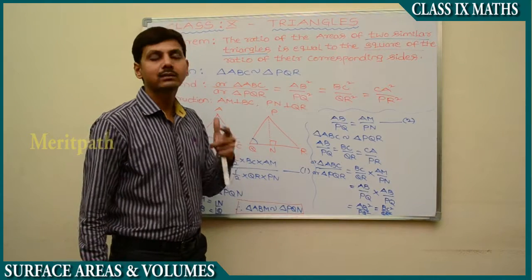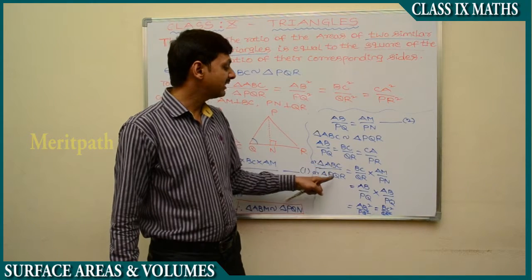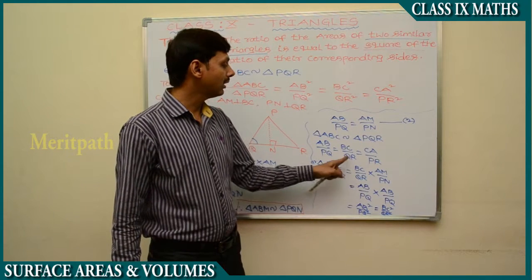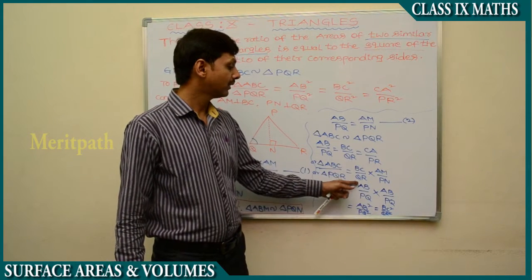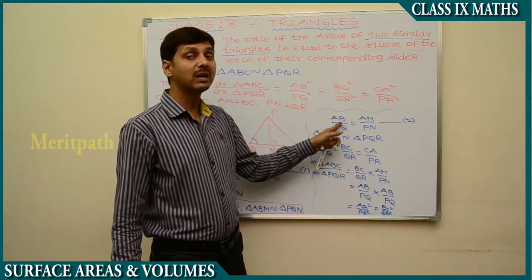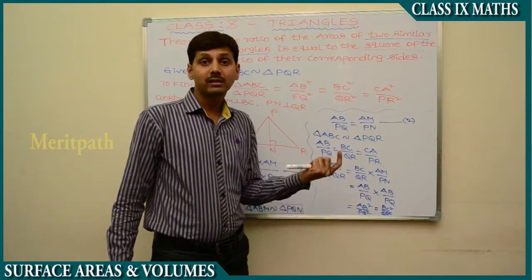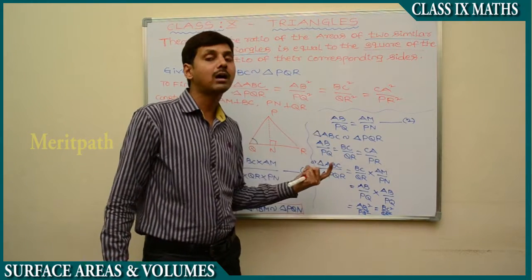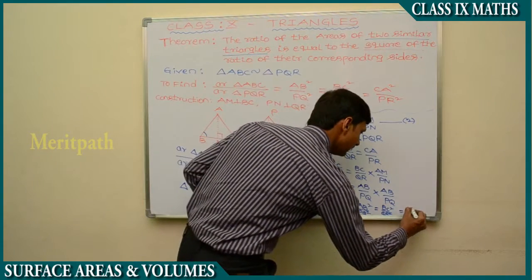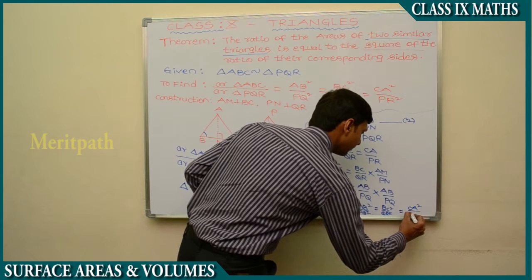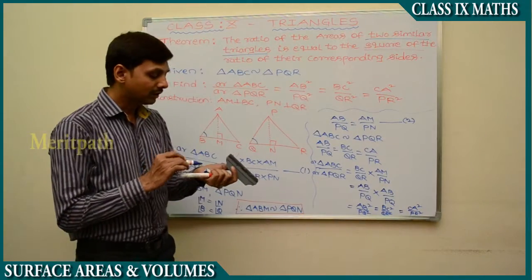So how to get the third one: triangle ABC by triangle PQR, BC by QR is CA by PR. So in this place we'll write CA by PR. AM by PN is equal to AB by PQ, and AB by PQ means CA by PR. So we get CA by PR into CA by PR. When we multiply this whole, we get CA squared by PR squared. So in this manner, we get all three ratios equal.